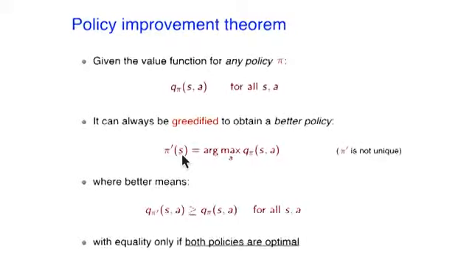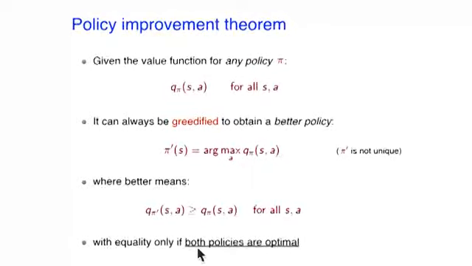But what do we mean by better? We've talked about optimal, but let's define what we mean by better. One policy is better than another if for all state action pairs, it has a higher value. That's all we mean. Actually, it's greater than or equal to. And what if we do get equal at all pairs? Then we know that both policies are optimal.